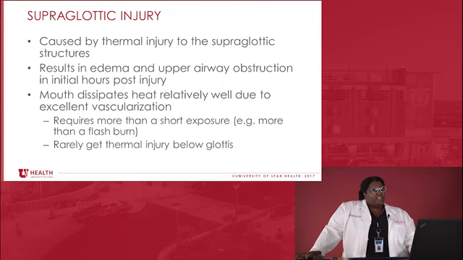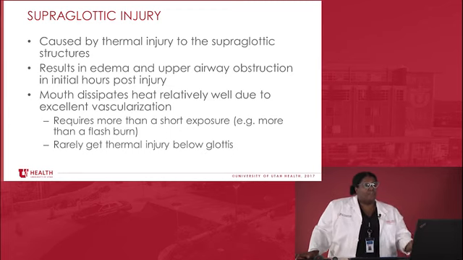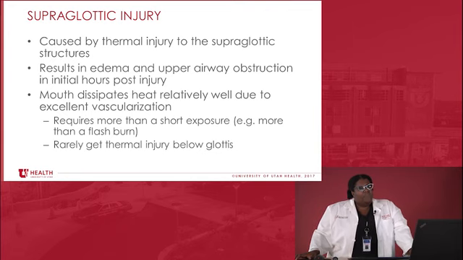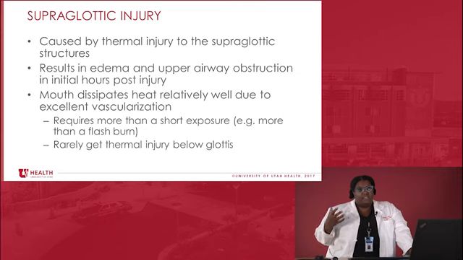So the supraglottic injury can be caused by thermal injury to the supraglottic structures. It's almost like a vapor or steam injury to the posterior oropharynx. This results in edema and upper airway obstruction in the initial hours post-injury. Most times the mouth will dissipate the heat relatively well due to the excellent vascularization and the shaping in the back of your throat. It requires more than a short exposure like a flash burn.